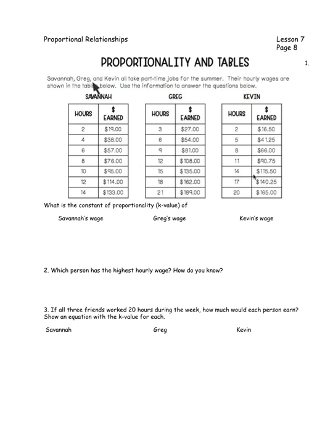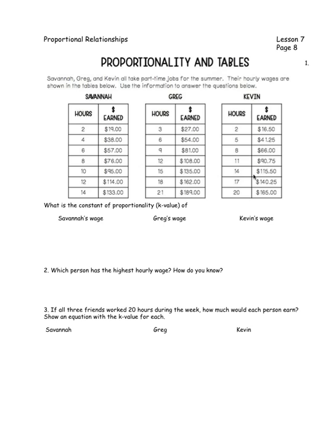It says Savannah, Greg, and Kevin all take part-time jobs for the summer. Their hourly wages are shown in the tables below. Use the information to answer the questions below. So below it asks, what is the constant of proportionality, also known as the K value or the unit rate, of Savannah's wage, Greg's wage, and Kevin's wage?